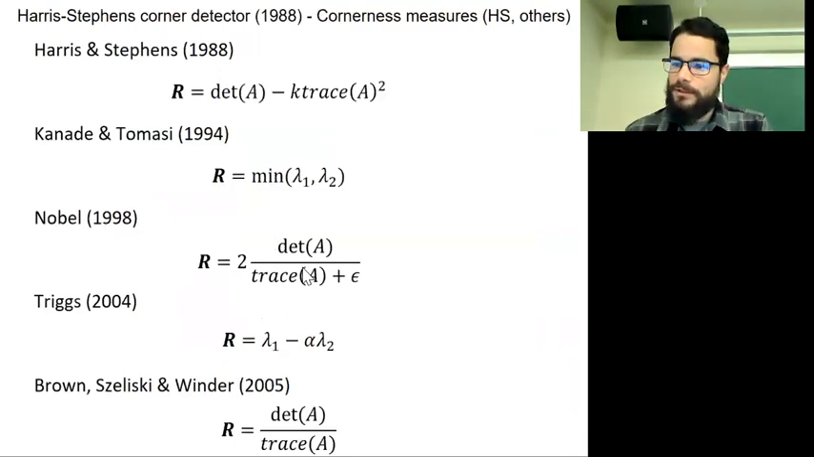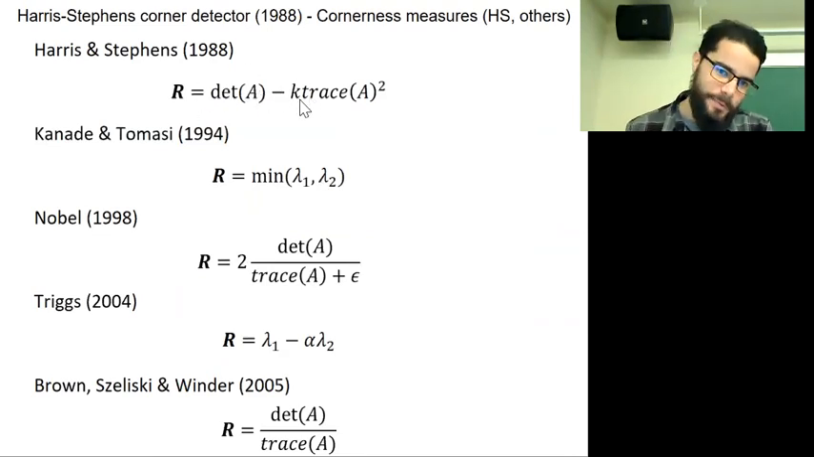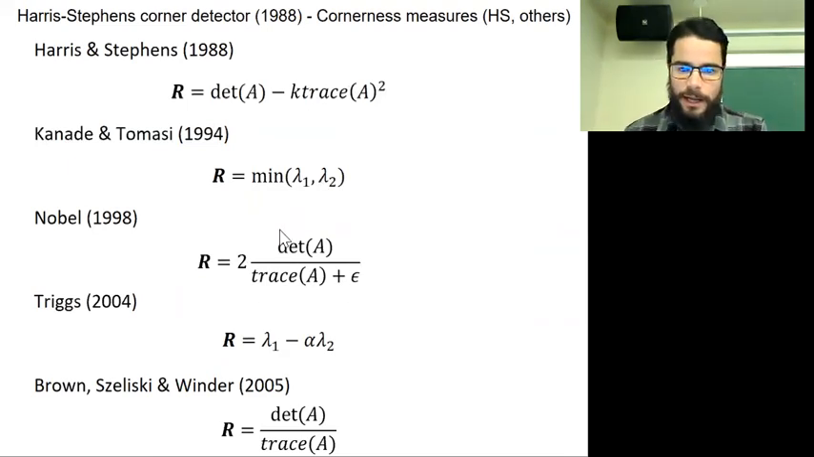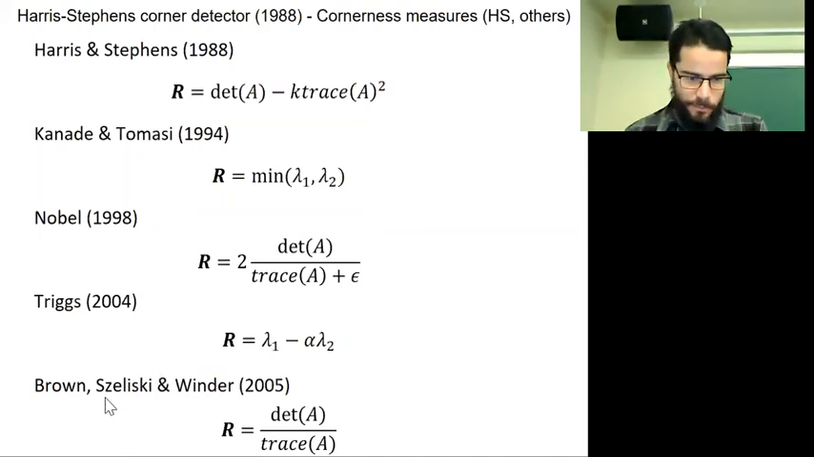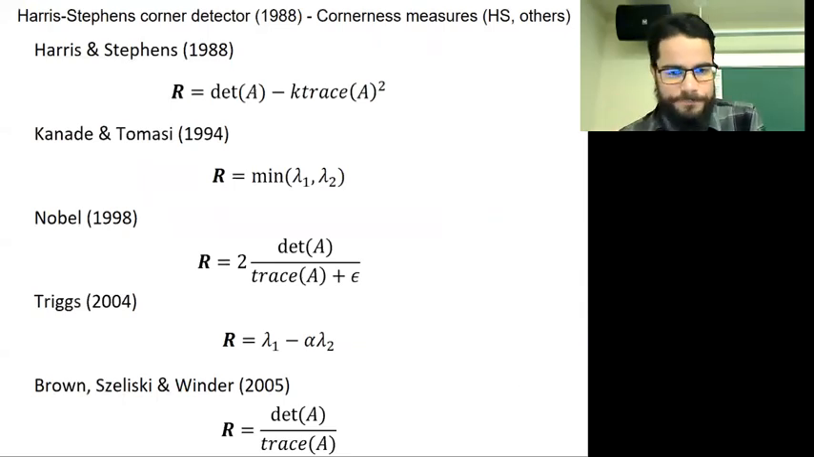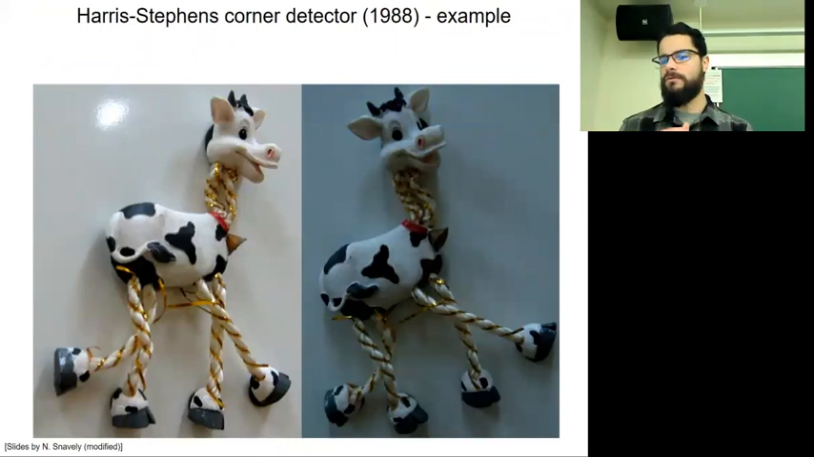Noble actually uses the determinant and the trace again, but in a different way. As you can see, it is not just subtracting the determinant by a parameter times the trace squared. It's actually looking at the ratio plus a parameter that can be set, multiplying by 2. Triggs, again, looks at the absolute values of lambda 1 and lambda 2. And Brown, Szeliski, and Winder, you might remember that Szeliski is the author of the book that we referred to a lot during this course, proposed to just look at the ratio between the determinant and the trace. The interesting thing about their method is that they are not using a K. So this is one less parameter that you have to fine tune. Very interesting.